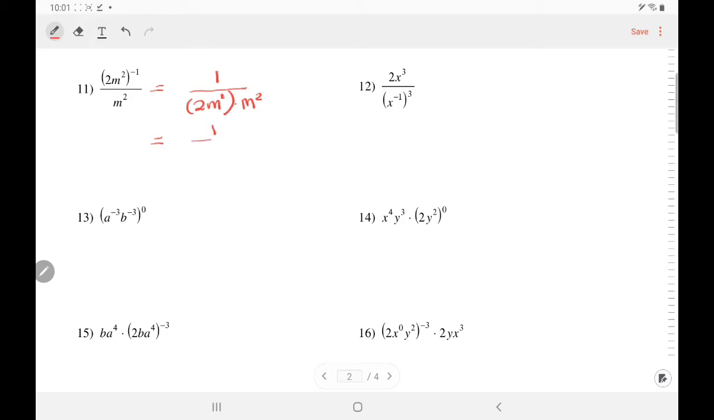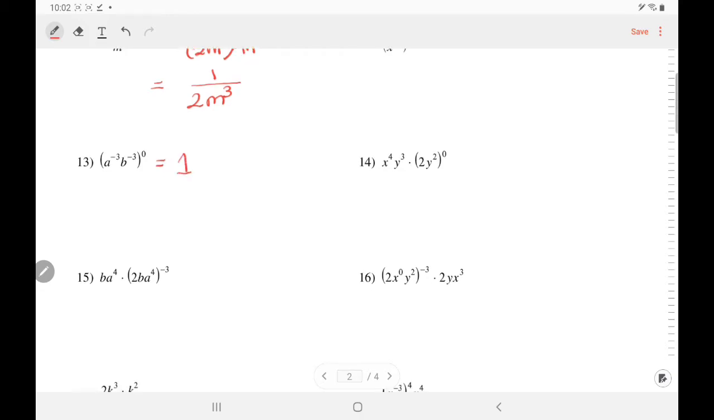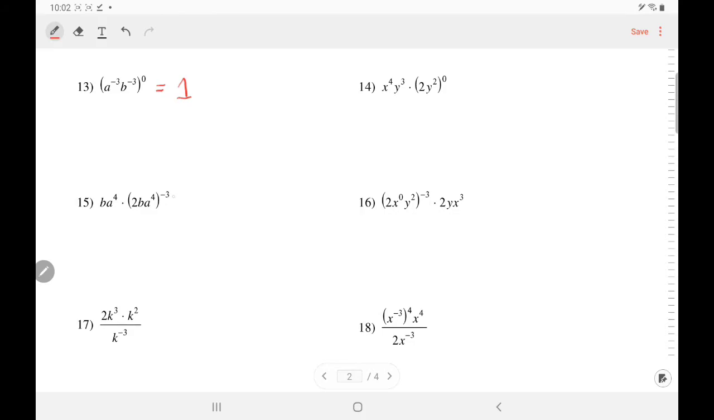So we have 1 over. So we distribute these, the 2 is a coefficient, and combine the 1s using property 1 where you add the exponents. 1 plus 2 is 3. Number 13 is simple. Everything to the power of 0 is 1. And we're done.